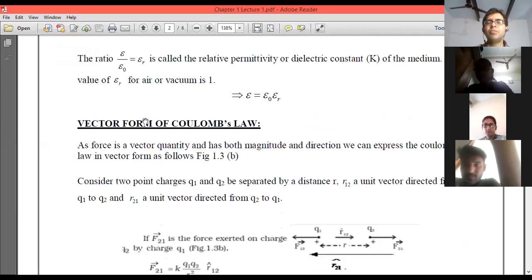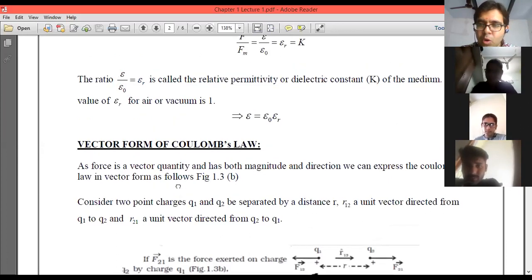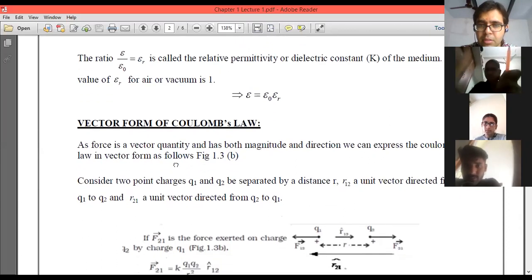Now, the next topic that we have to do is the vector form of Coulomb's law, that is, how we can write Coulomb's law in vector form. Since Coulomb's law tells us about the force between the 2 point charges which are separated by some distance, and we all know that force is a vector quantity which has both magnitude and direction, that's why we have to express the force in the form of a vector.